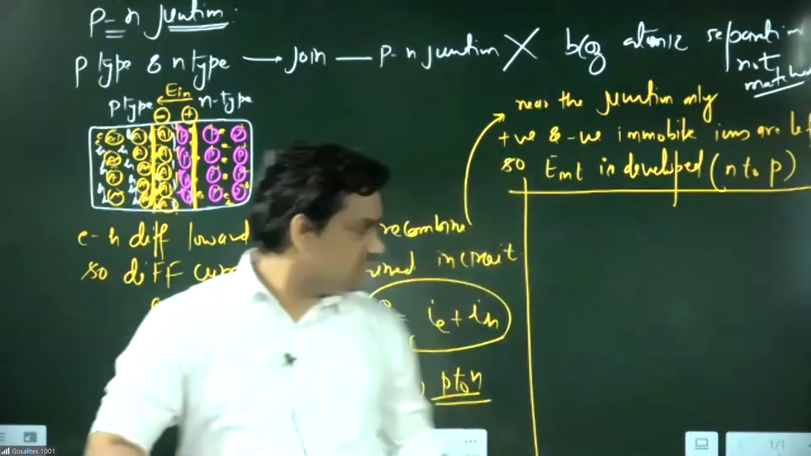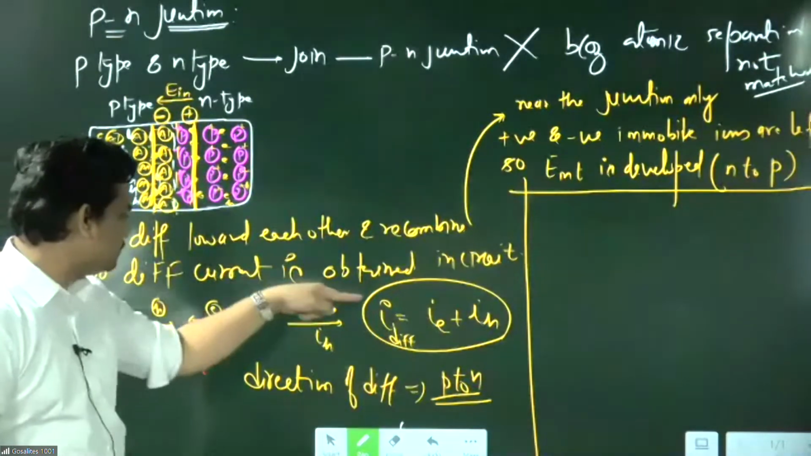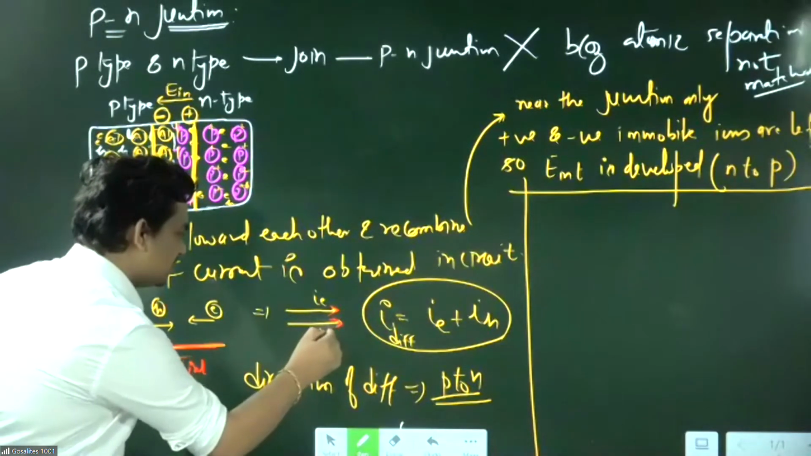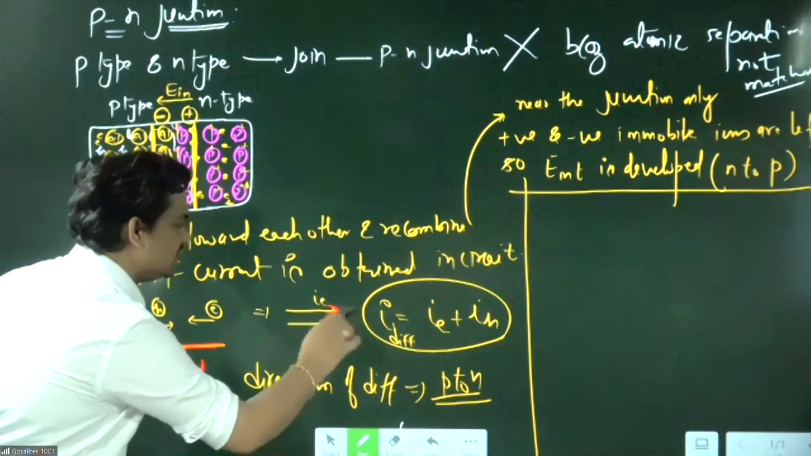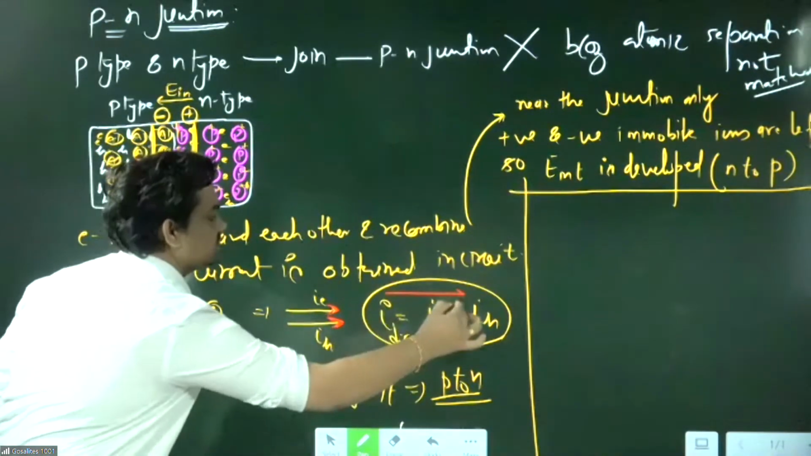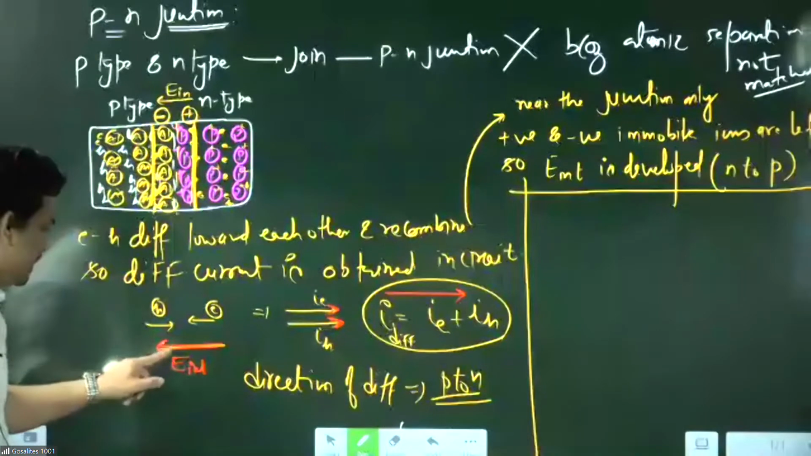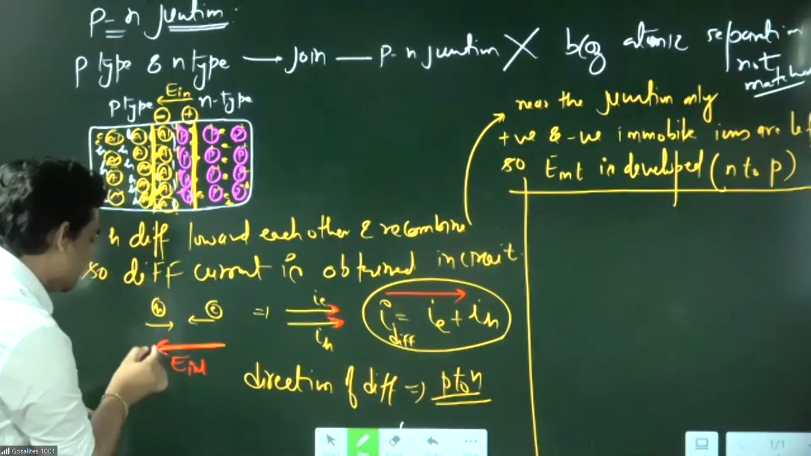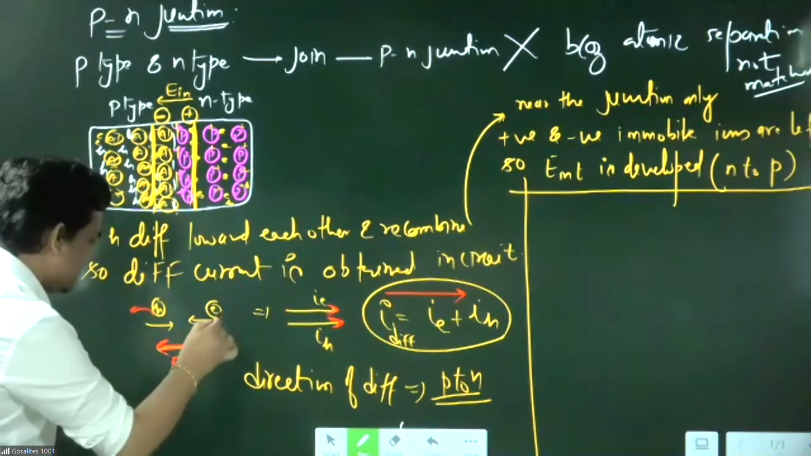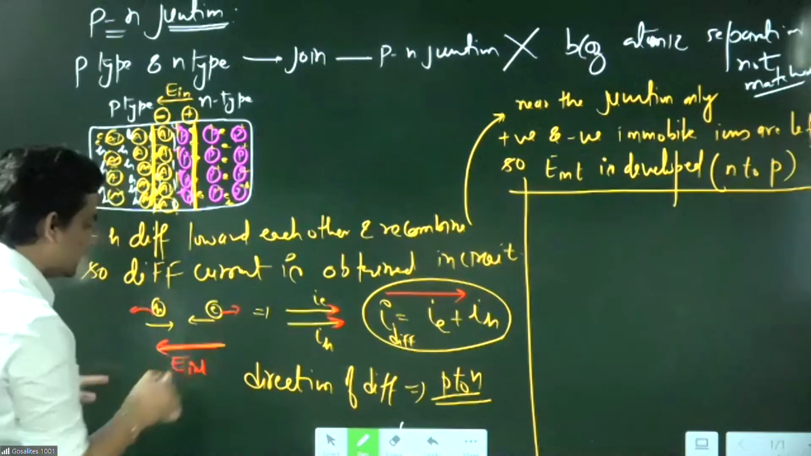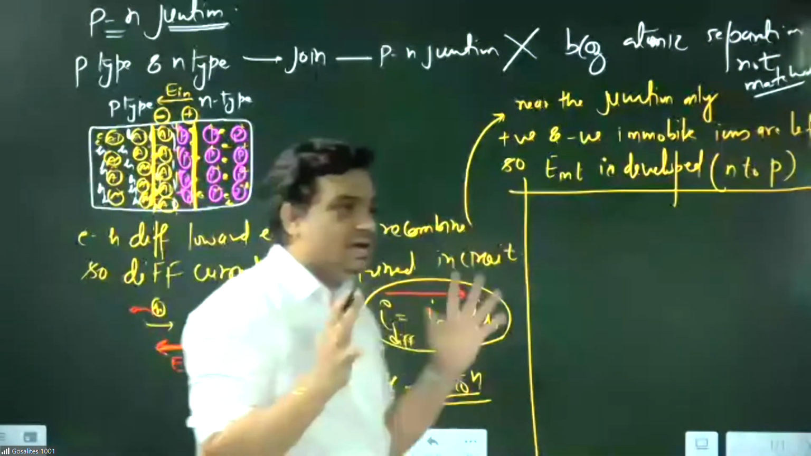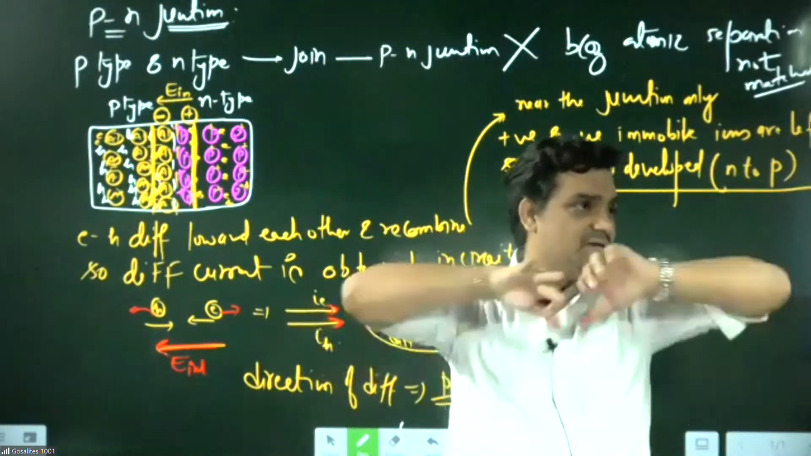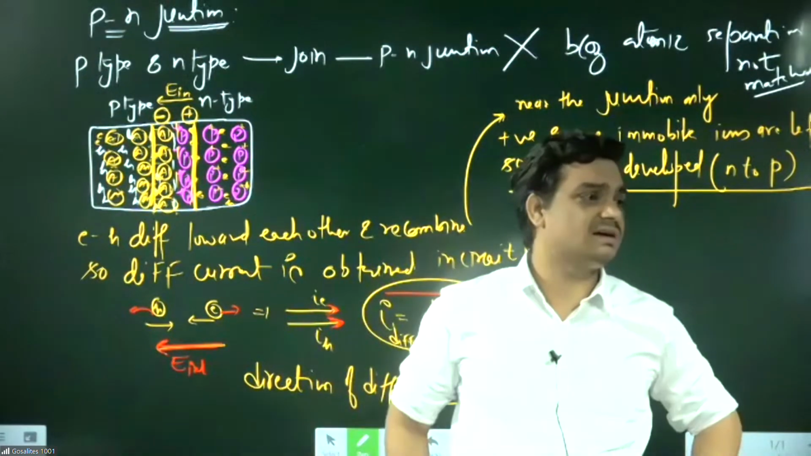This electron was going this side, so current was in the opposite direction. Hole was going this side, so the direction of diffusion current was in this direction. So that is the P to N. The field will apply force on hole in the direction of field, this side. On electron, it will apply force this side. So now it will not allow them to meet, it will try to separate them.